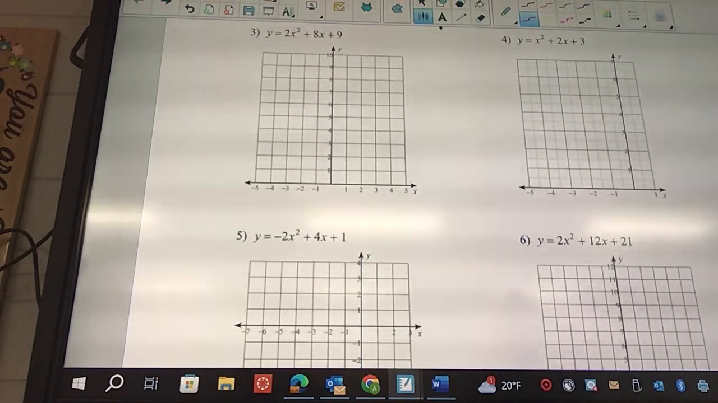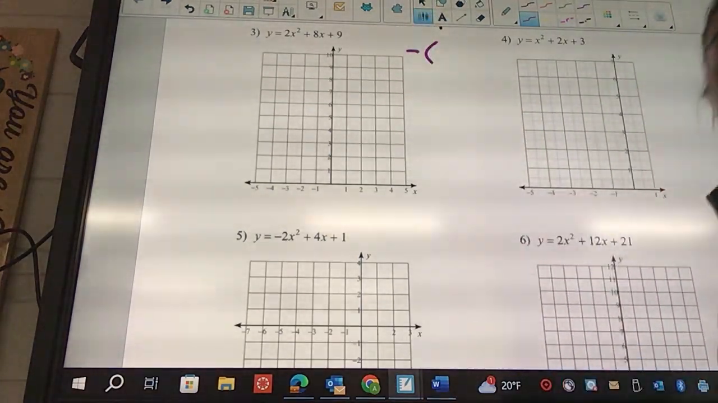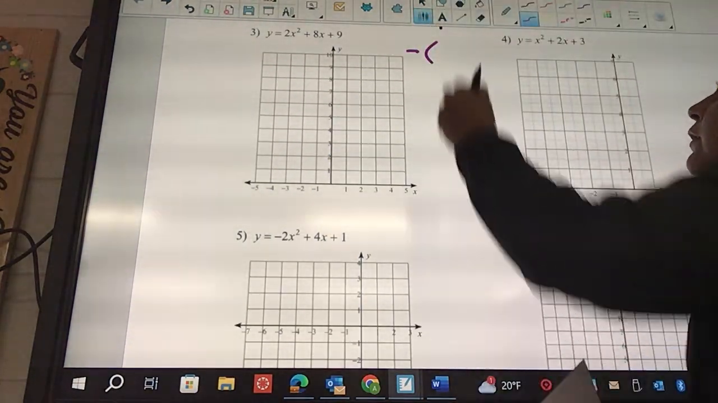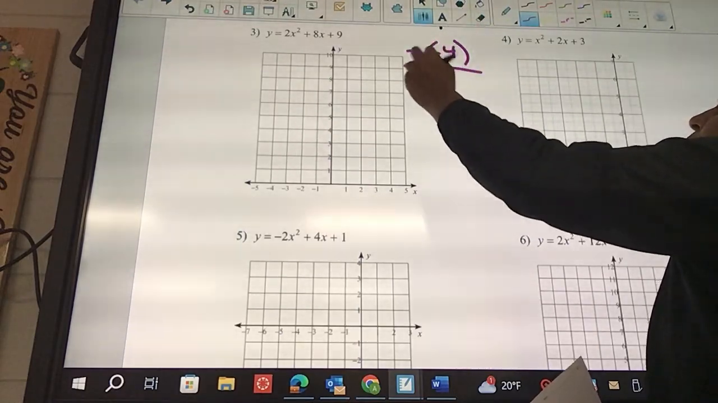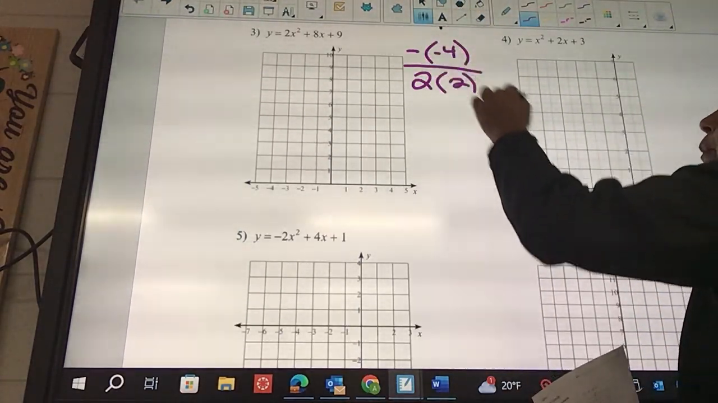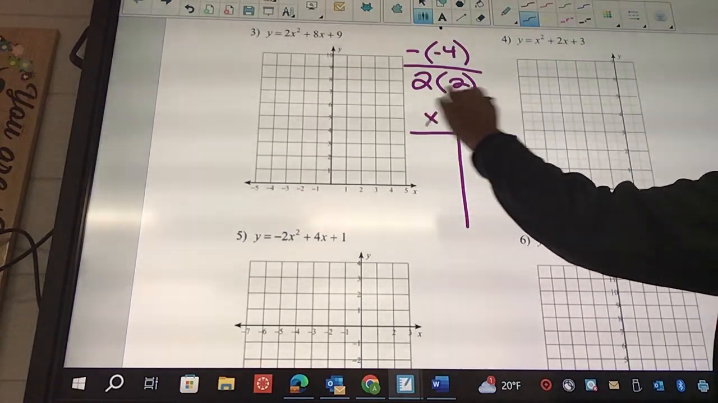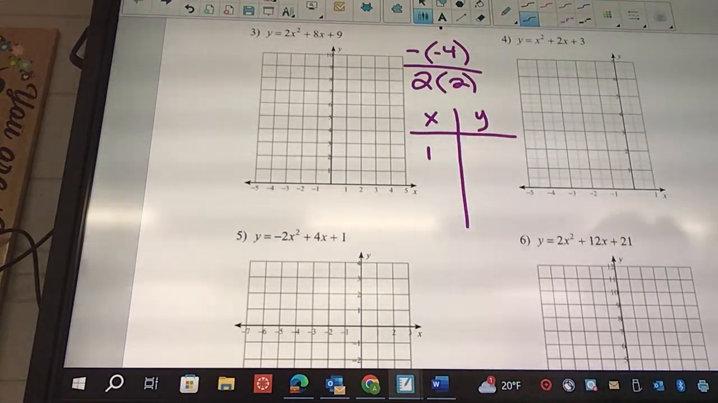Okay, problem 11. It's going to look like negative B over 2A. What's my B? Negative 4. What's my A? 2. You're going to put that in your calculator and see what you get. You got 1. So what comes after 1? 2 and 3.